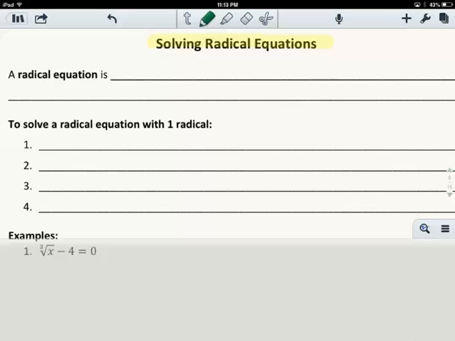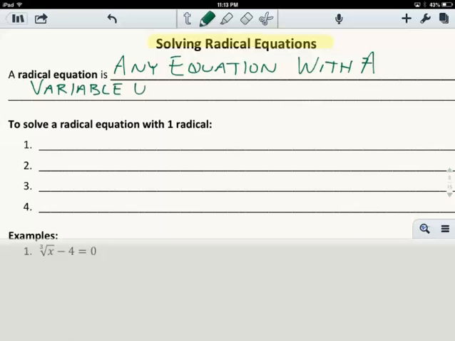So a radical equation, first you need to know what it is. It's any equation with a variable under a radical sign. So that means anything that has a square root of x, a square root of x plus 1, anything like that. Any place that a variable is underneath a square root, a cube root, or anything. So we're going to go through the steps, we'll do a couple of examples, and then we'll be on our way.